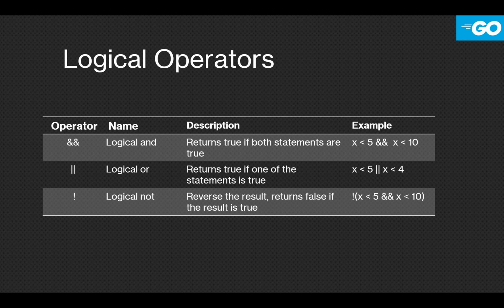And logical NOT basically reverses or negates the result. It will return false if the result is true. It is just to give us the opposite value that you want. If it's true, then it will convert it to false. These logical operators are very heavily used in almost all programming languages.